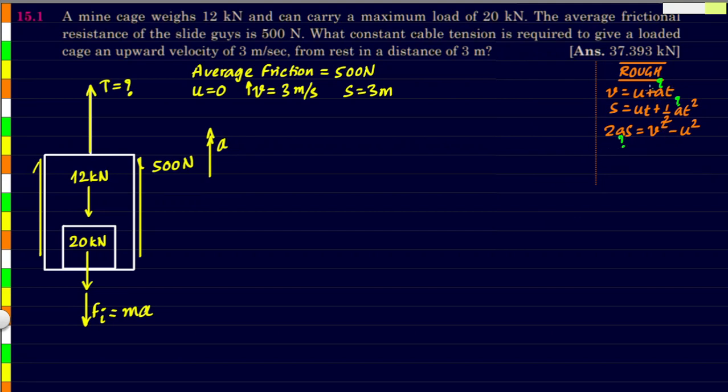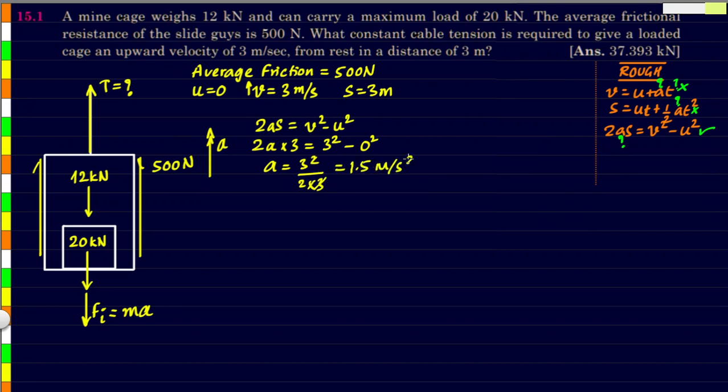Since in the first equation we don't know the value of t, we cannot take it. In the second equation as well, we don't know the value of t, so we cannot take it. The third equation, all other values have been given. So this is the equation we need to use. Let's take that equation and substitute all the values that we know. S is 3 meters. V as well is 3, whereas U is 0. So acceleration will be equal to 3 square divided by 2 into 3. 3 gets cancelled and we get 1.5 meter per second square.